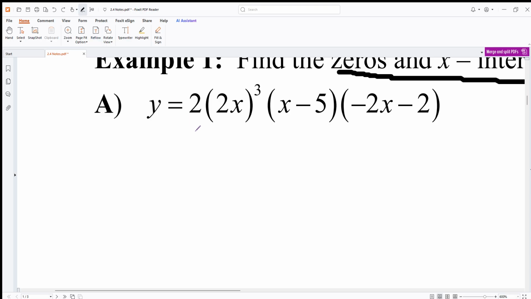And we can tell because everything is being multiplied. Everything's side by side. It's all being multiplied one to the other, which tells me it's in factored form.